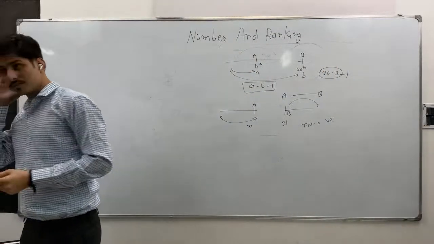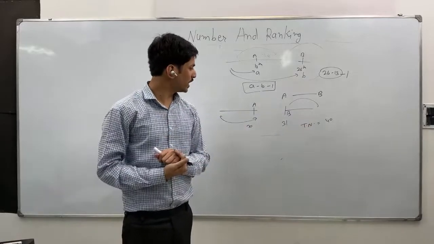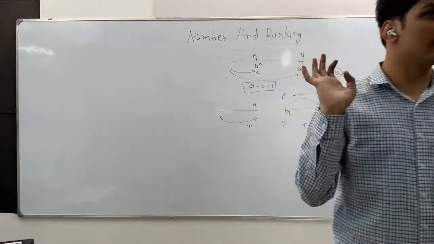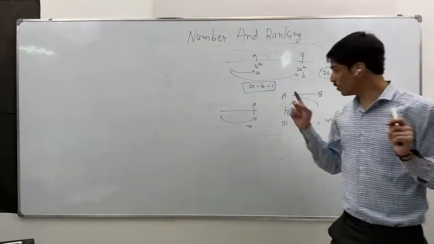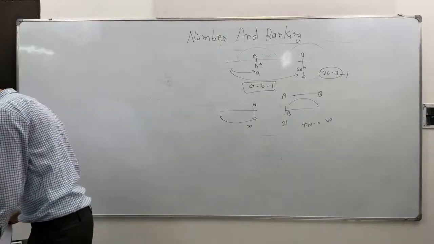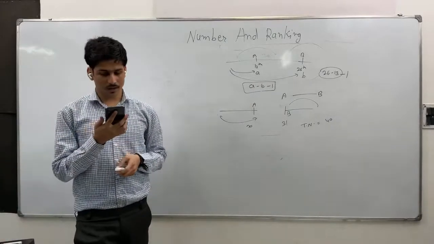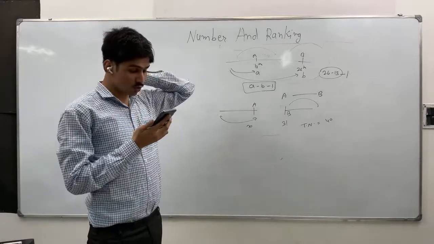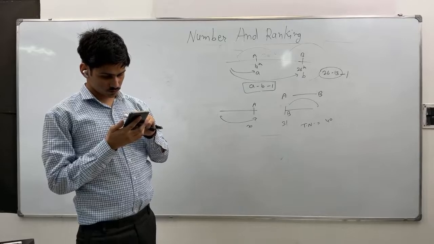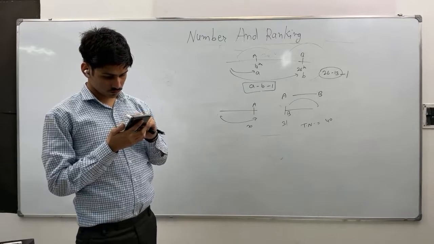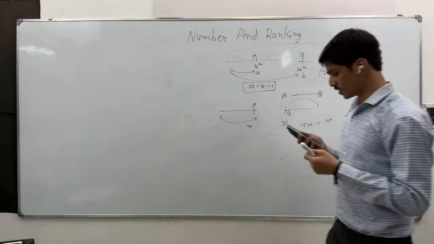Sir, what is the rank of A, sir? 20 from left. Rank of B is 31 from the right. And the total number of students is also given, right? Once the total number of students is given, then you can easily find. Now tell me how many students are there between A and B. Are you able to follow this? 9, sir. 9 or 8? Okay.